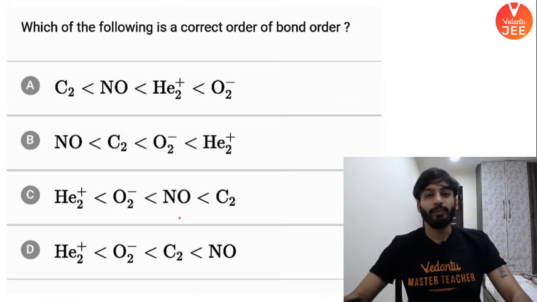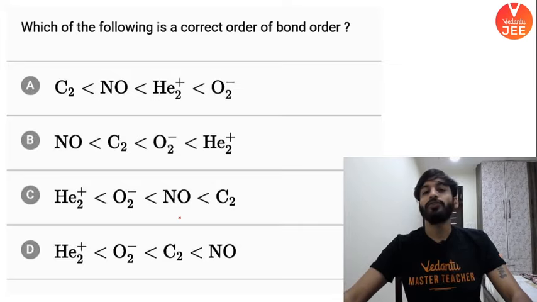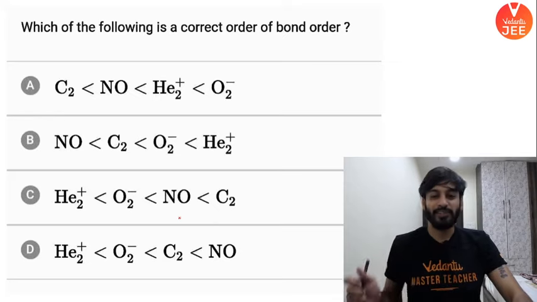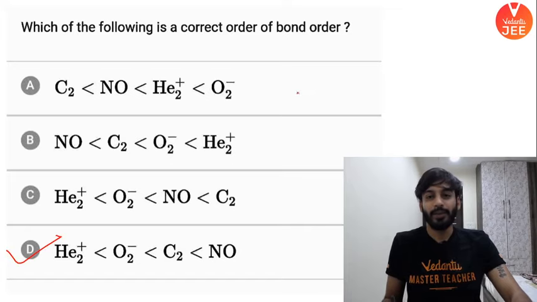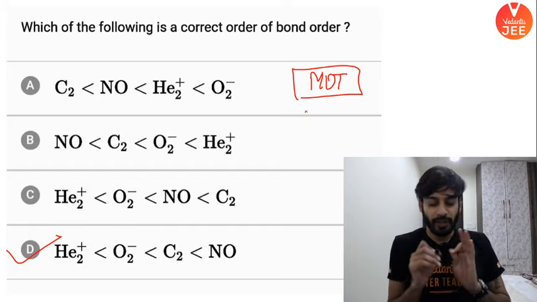Alright, please beta, pause the video. Which of the following is the correct order of bond order? Very good. I'll give you a trick here. I hope you have answered it. Check this out. The answer is option D. How did I find it, beta? I have used molecular orbital theory. I'll not go into the detail of it, but I'll give you a very beautiful trick.